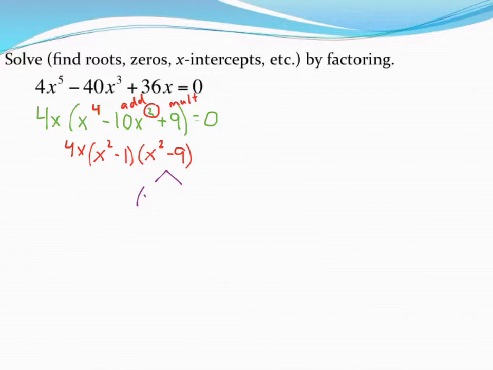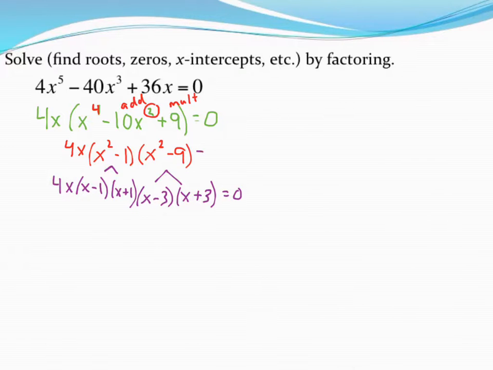X squared minus 9 would factor into x minus 3 and x plus 3. Remember, I take the square roots and then I change the signs. If you need help with factoring, I highly recommend you go back and watch some of those factoring videos. X squared minus 1, the square root of 1 is just 1, so this will factor into x minus 1 and x plus 1. And then I've got that GCF in front still of 4x.